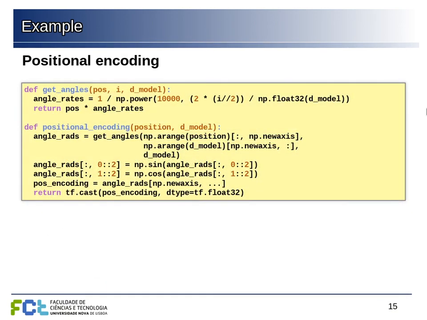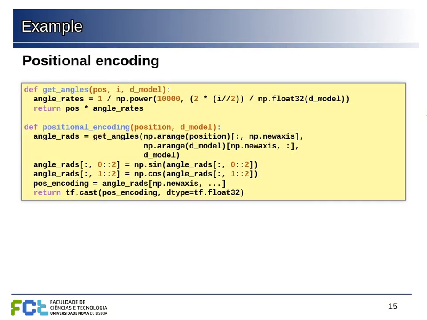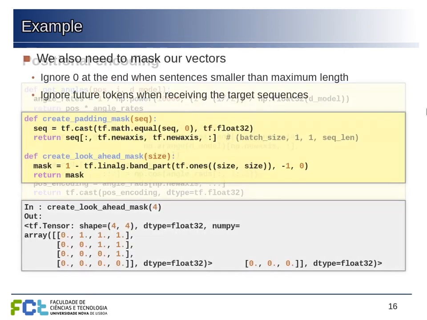This assumes 10,000 maximum positions here. This is the depth of the model. In this case, I think it's 128, if I recall correctly. And then we create the angles, and then we use the sine for the even numbered indexes and the cosine for the odd numbered indexes, and then we typecast this into a tensor. So basically, we are applying this formula here to create the positional encoding for each position of the sentences in our data.